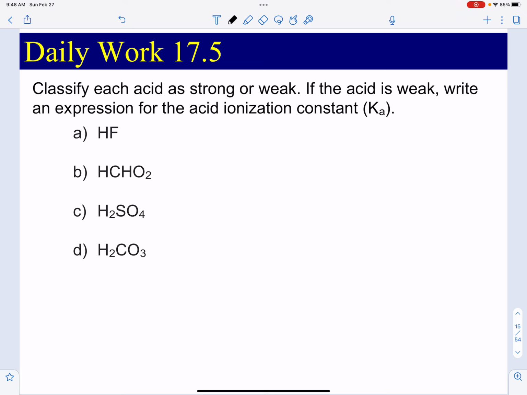So go ahead and do that. Classify each of the 4 acids as strong or weak. And if you happen to have a weak one, write the Ka. Remember, you need a balanced equation first. Do it by reacting the acid with water.